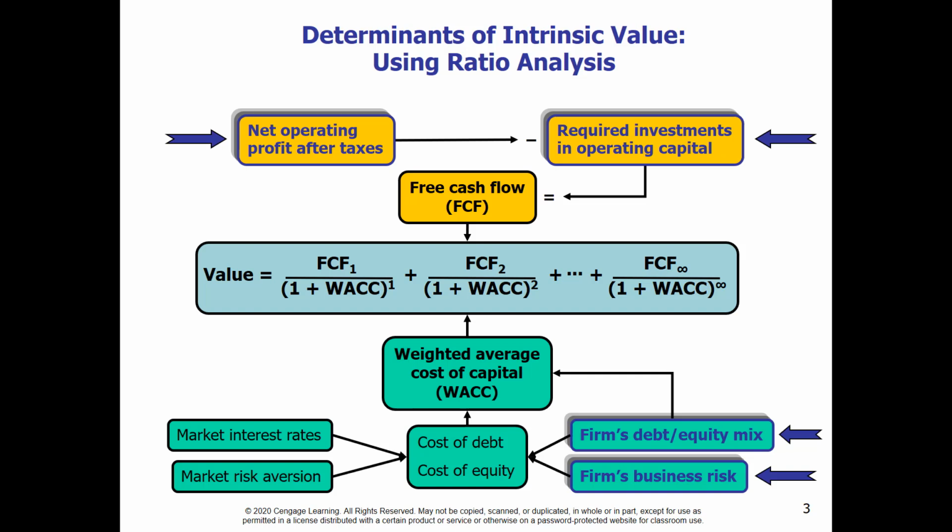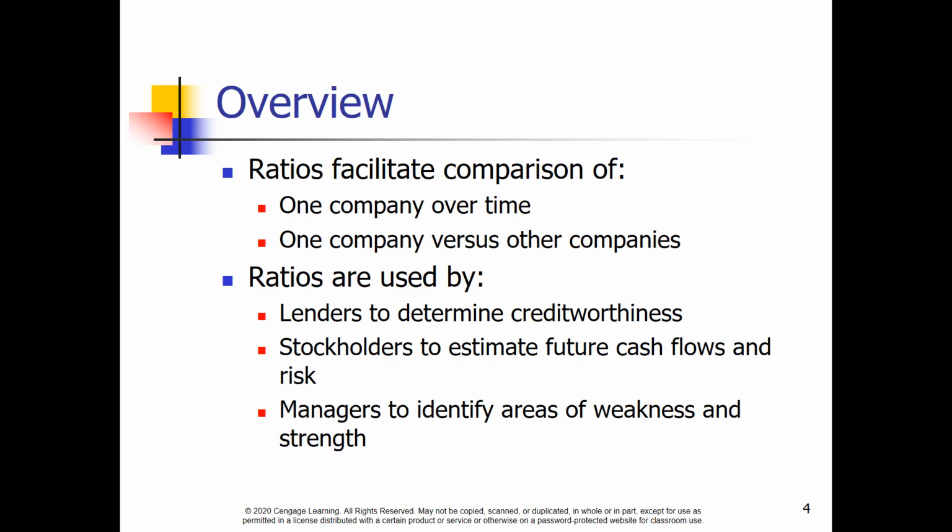A firm's debt and equity mix and business risk, among other factors, affect the company's cost of capital, which directly affects the value of the firm. Ratio analysis is fundamental in both accounting and finance. Ratios let us compare our own firm's performance over time to identify strengths and weaknesses. They also facilitate comparing our own numbers to our peers and aspirant firms, who we want to grow up to be. Ratios are also used by investors and lenders for the same purposes.